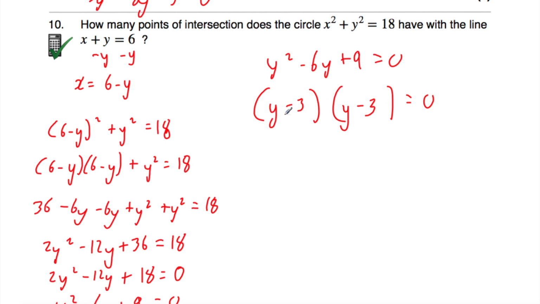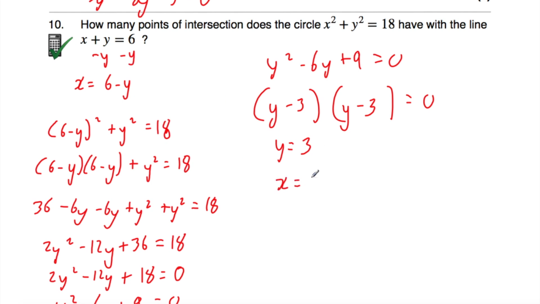So we've now got these brackets, let's solve our equation. Here we have y is equal to 3, and also here we've got y is equal to 3. That means there is only one value for y, and if there's only one value for y, there'll only be one value for x. We don't need to do this, but let's find it anyway. At this point we can see there's just going to be 1 point of intersection, but let's find it and see where it is.